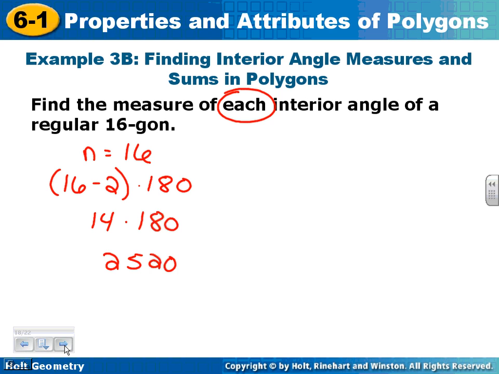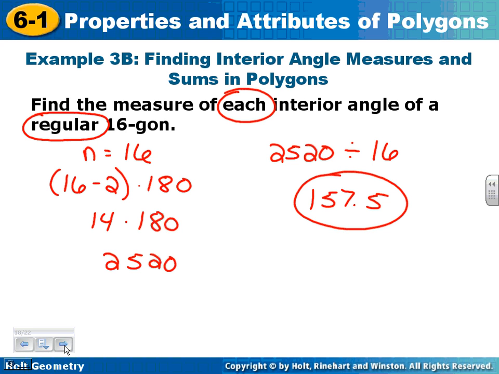But this is regular, so each one is equal. Each of the 16 angles is equal. Well, my question is, what does one of them measure? What I have to do next is take 2,520 and divide it by 16. And I get an answer of 157.5. So each angle is 157.5.